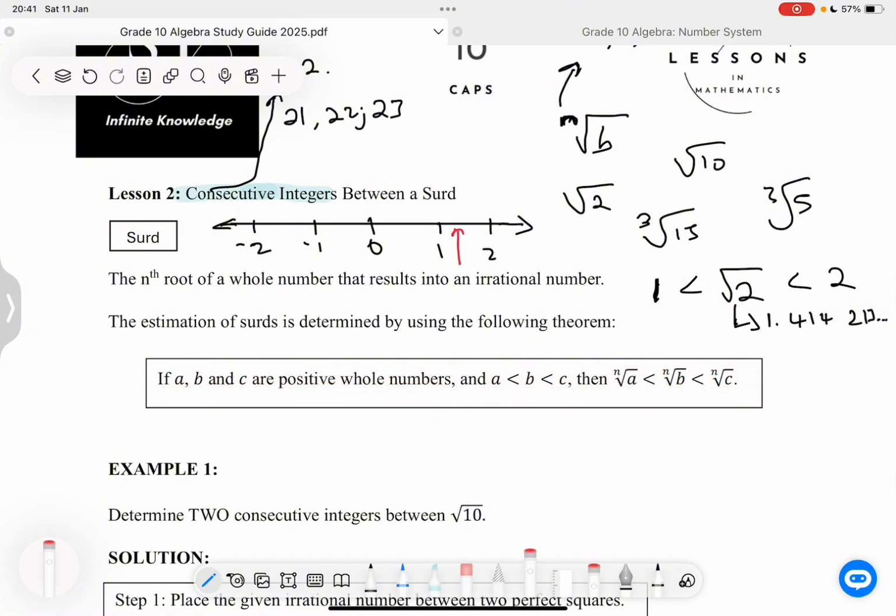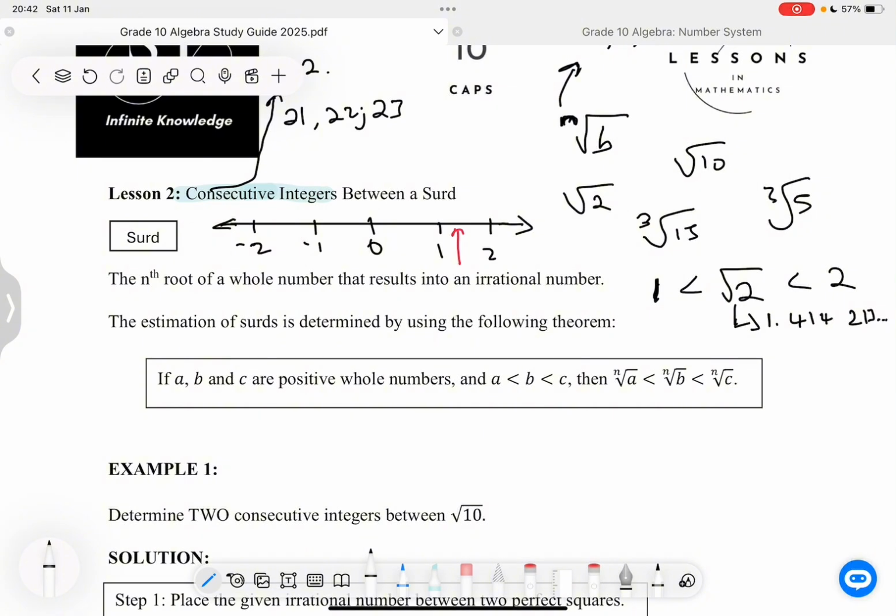This theorem means that if you take any numbers that are arranged in such a way that the first one is less than the second one and the second one is less than the third one, right? And all those three numbers that you take are positive whole numbers. Then if you take the nth root of those numbers, it will also have a pattern such that the nth root of the first number is less than the nth root of the second number, and the nth root of the second number will be less than the nth root of the third number.